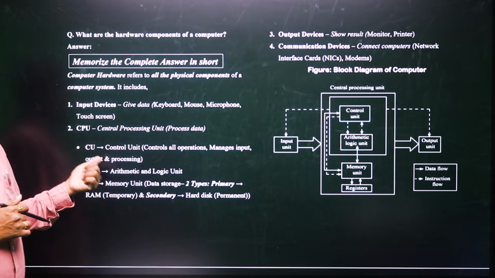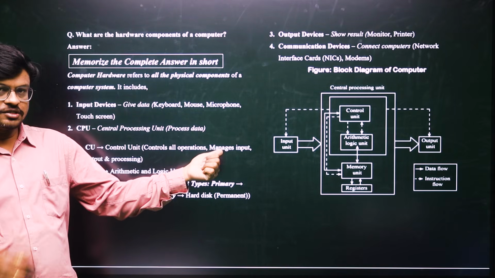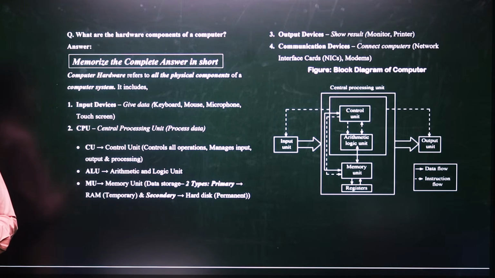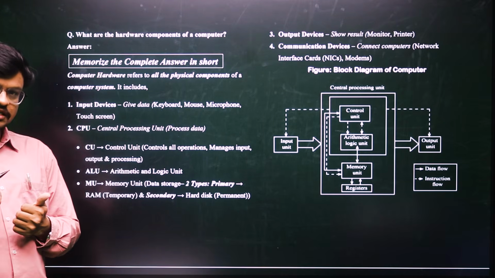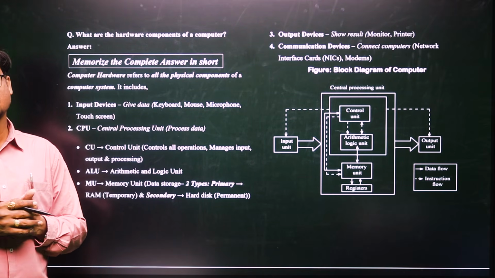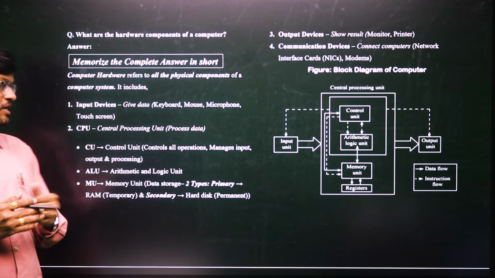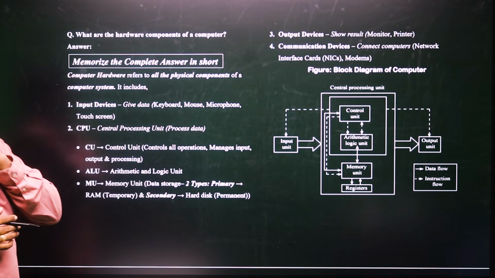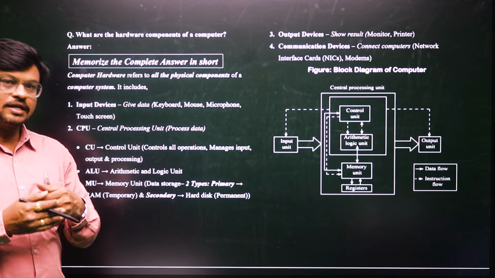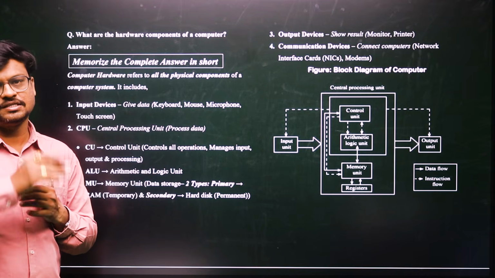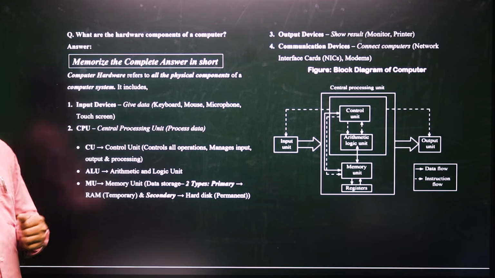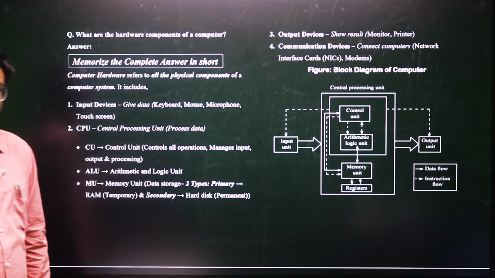So the control unit controls all the operations, and manages the input, output and processing of your data. It manages the input, receiving it, and the output, delivering back to the user, and in between it will process the data. In the arithmetic and logic unit, any operations, calculations or analysis involved are performed. The memory unit is used to store your data.